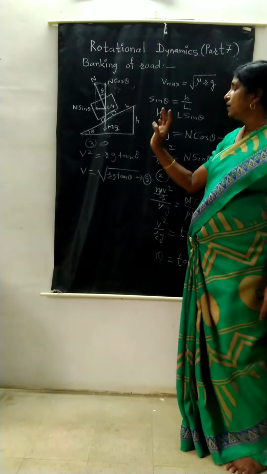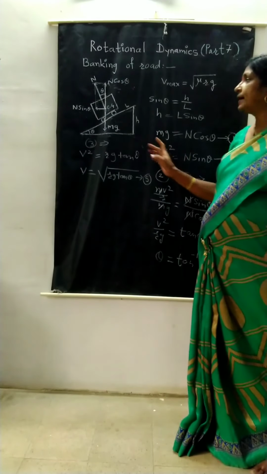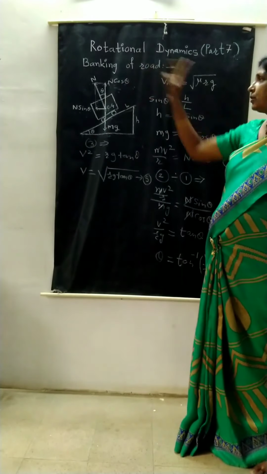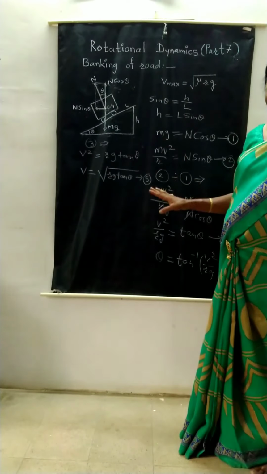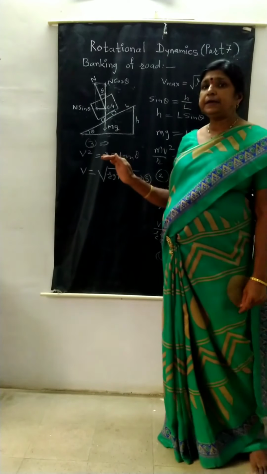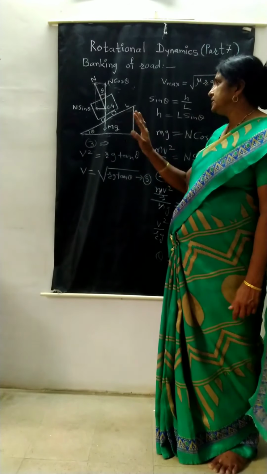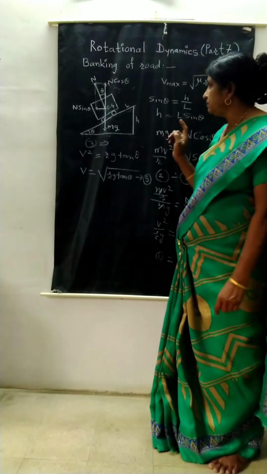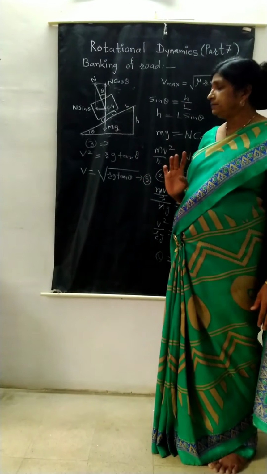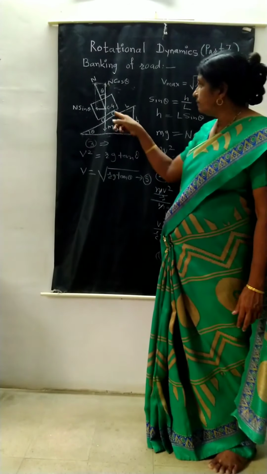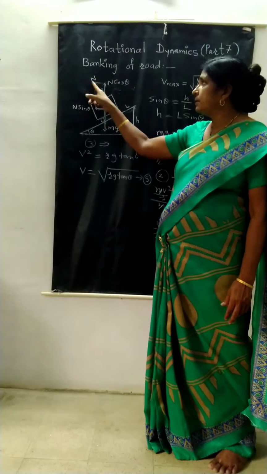Now, we are going to find out the safe speed for driving a vehicle on this banked road. While deriving the equation for the safe speed, we are considering that there is no friction, no air resistance. What are the different forces then acting on the vehicle? One of them is mg and another is the normal reaction N.